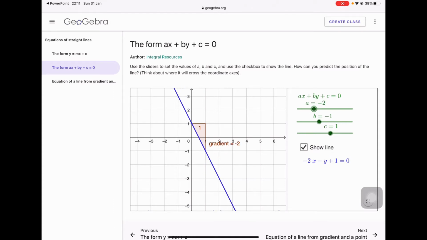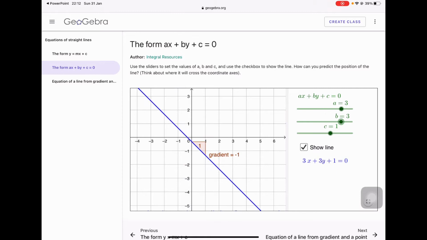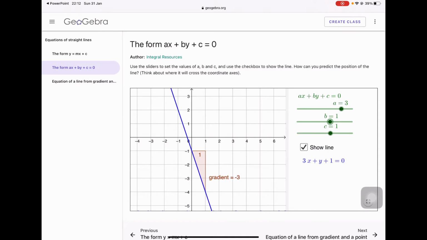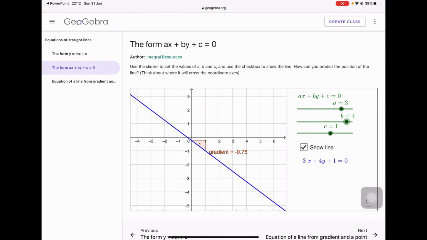It's clear that a, with it being the coefficient of x, is directly affecting the gradient. B is also affecting the gradient because of course if the coefficient of the y is 1, then the gradient will just, in this case, be -3. But if you move it around, make it 2, for example, the gradient would be -3 over 2. Then we have -3 over 3, -3 over 4. So yeah, feel free to play around with these to see what happens.